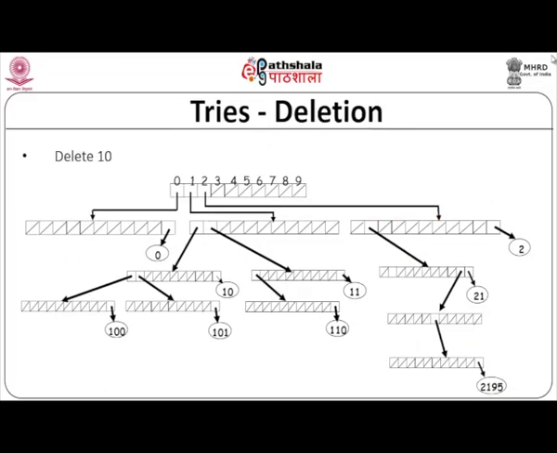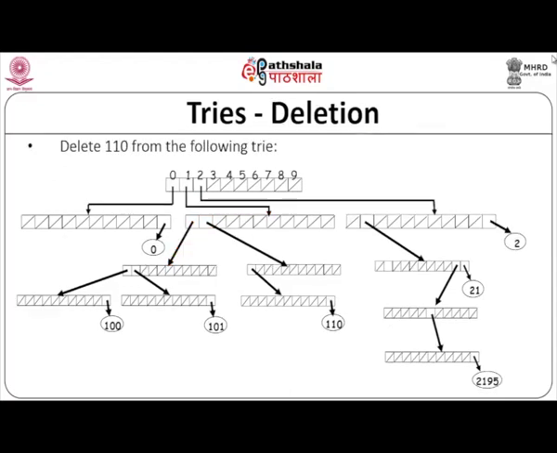Now, let us look at deletion. If you want to delete 10, for example, you just have to delete the node 10 and finish it off, that is all. Now, suppose I want to delete 110, then you delete this node, then because there is only one pointer there, delete this node. Now, that is it.